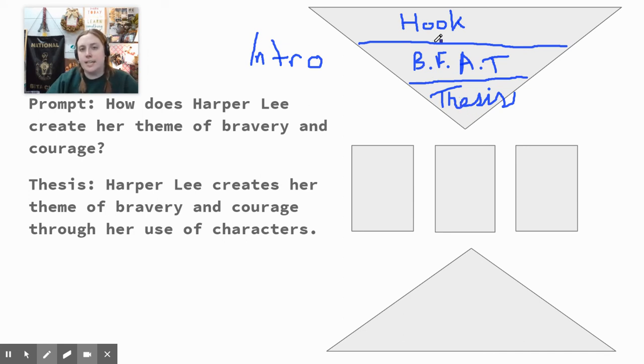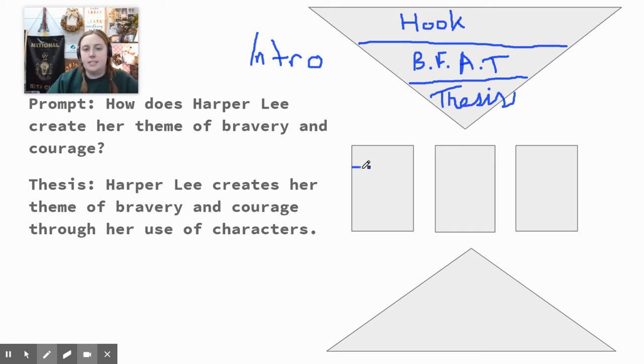Now, the reason why it looks like that is your hook statement should always be something that's very generalized. Your thesis, however, is something extremely small and specific, only answering the question that is being asked. So your hook, for example, is just about bravery and courage in the world. Then you're getting a little bit more narrow as you're talking about Harper Lee's writing. And then you answer that question, which is the most specific that you can get. Okay, so this little triangle represents your intro.